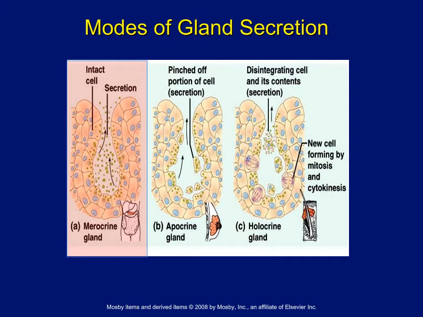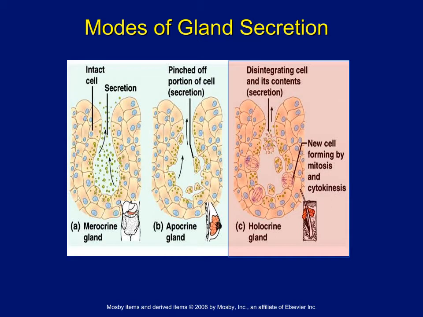And so merocrine glands are not damaged in the process of the secretion. They can keep secreting and going on and on and on, and they don't have to repair themselves. On the other hand, if we take a look at an apocrine gland, it's called an apocrine gland because the apical surface of the cell contains the secretions, and that whole apical surface will actually pinch off and become part of the secretion. Now, in this case, the cell can survive, but it has to regenerate part of itself because a large part of it was lost in the process of secretion. And finally, the last example here is something called a holocrine gland.